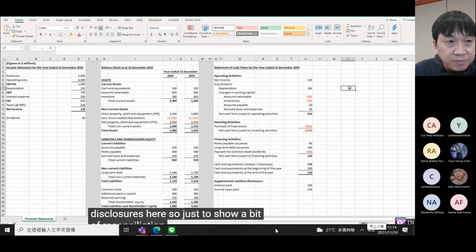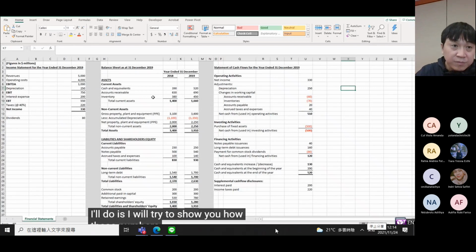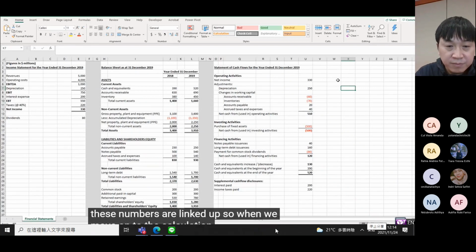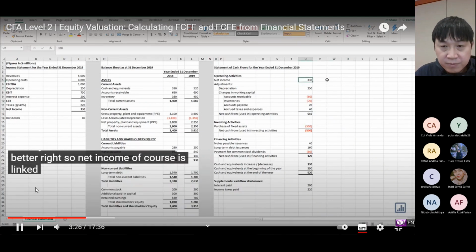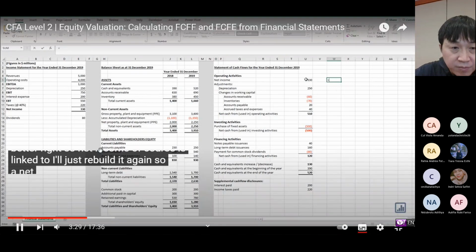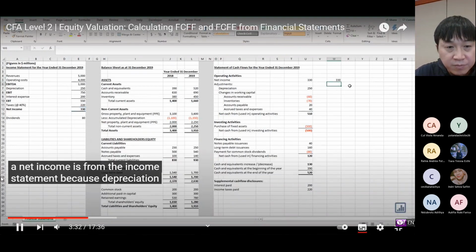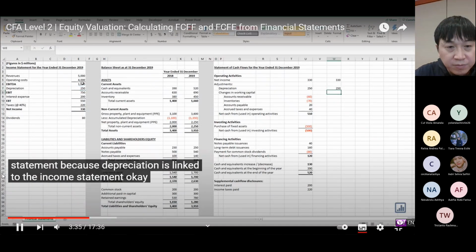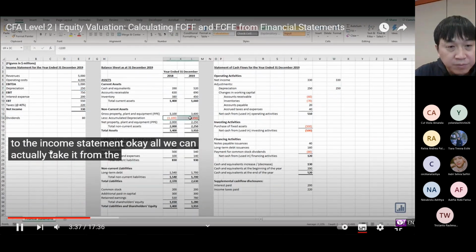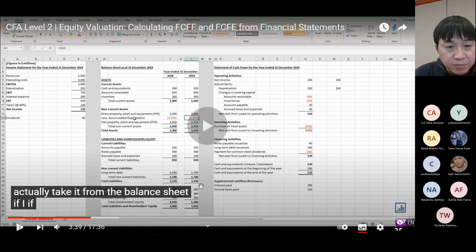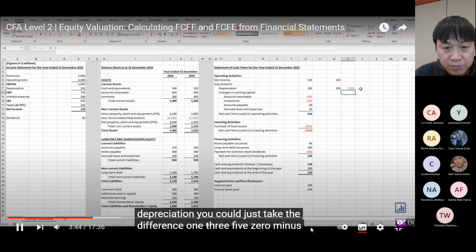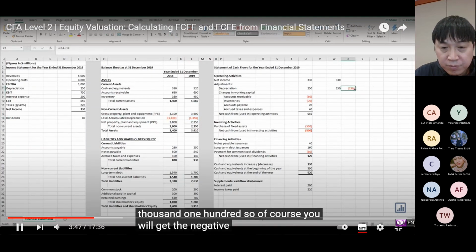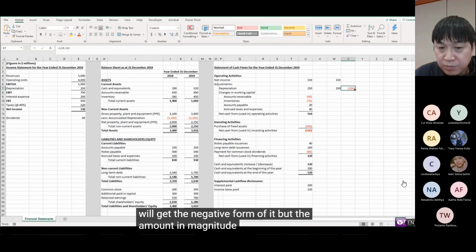So just to show a bit of reconciliation of the financial statements, I will try to show you how these numbers are linked up. So when we move on to the calculation of free cash flows, you'll be able to understand it better. Right, so net income, of course, is from the income statement. Depreciation is linked to the income statement, or we can actually take it from the balance sheet. If you have the accumulated depreciation, you could just take the difference, 1350 minus 1100. So of course you will get the negative form of it, but the amount in magnitude is the same.